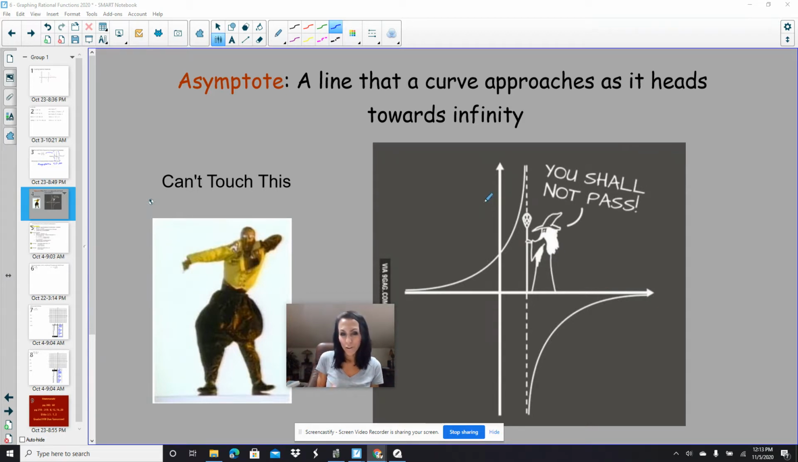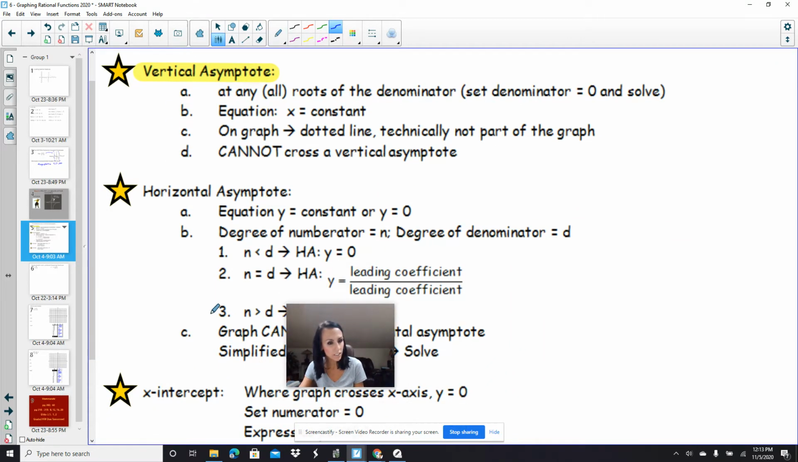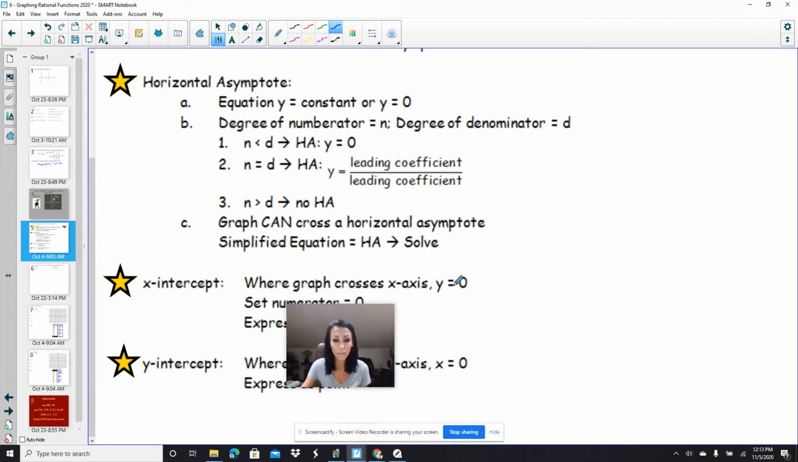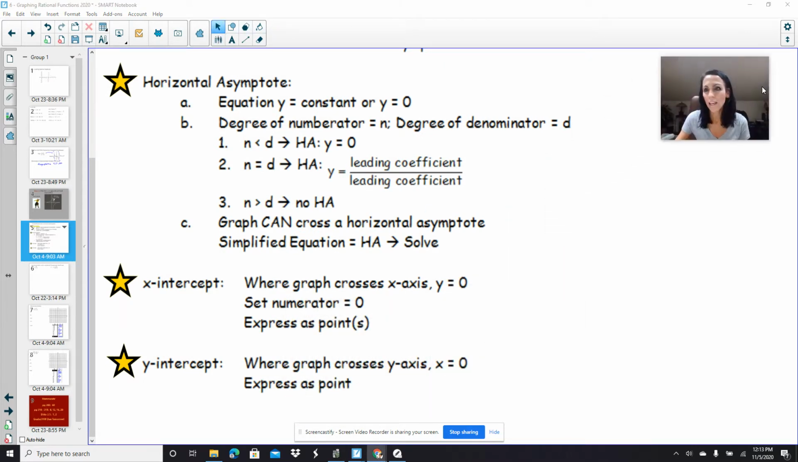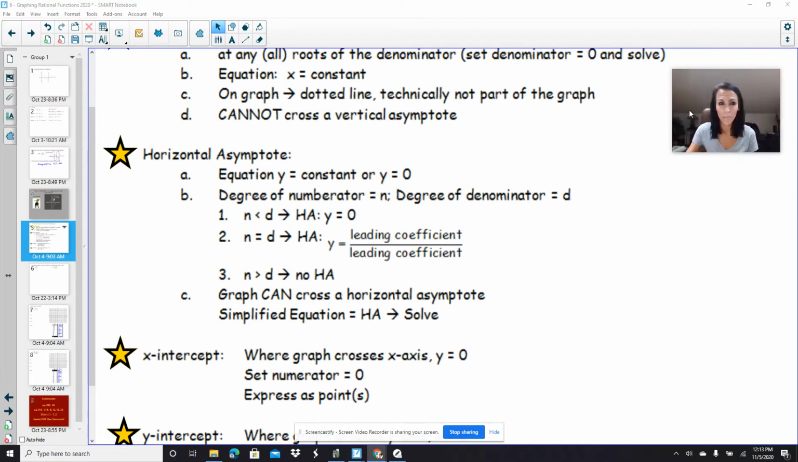But this is only true for vertical asymptotes. Our rational functions can cross our horizontal asymptotes. Can cross. Not always, doesn't have to. And I'll show you how to figure that out algebraically as well. All right, so let's break this down piece by piece. We're going to find our vertical asymptotes, our horizontal asymptotes, our x-intercepts, and our y-intercepts, all algebraically. Okay, and our calculator will certainly be our best friend through all this as well.